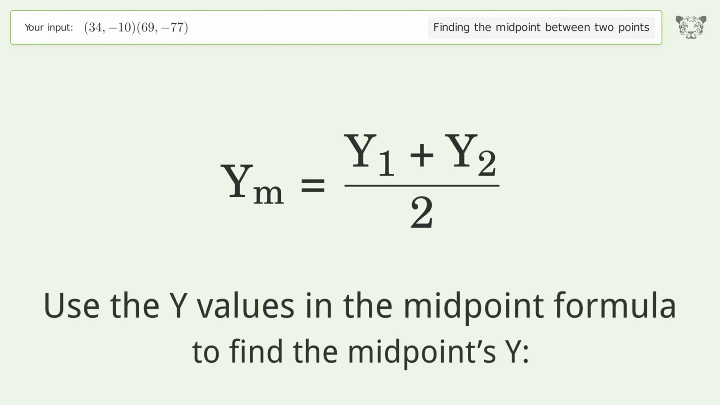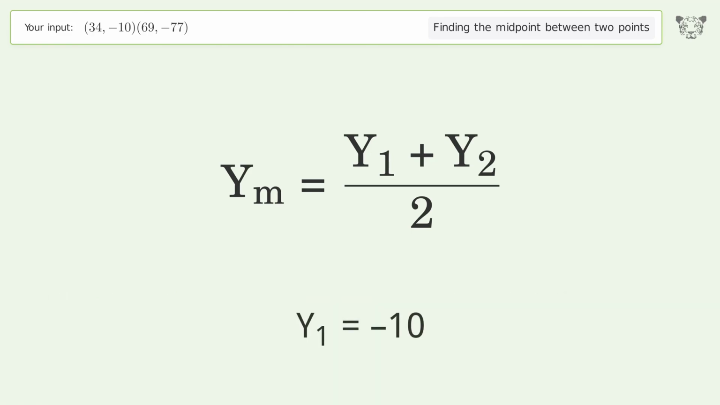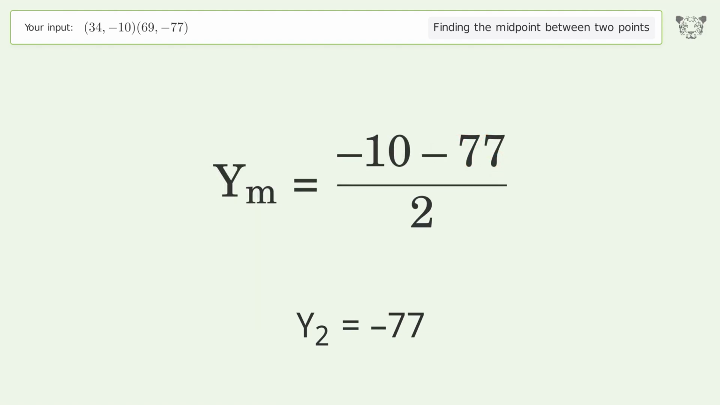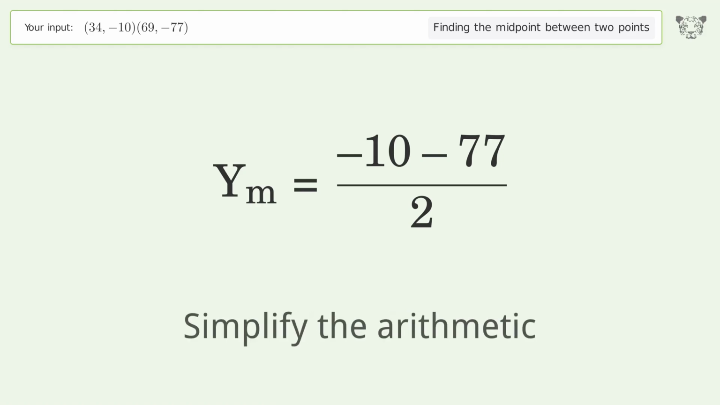Use the y values in the midpoint formula to find the midpoint's y. y1 equals negative 10. y2 equals negative 77. Simplify the arithmetic.